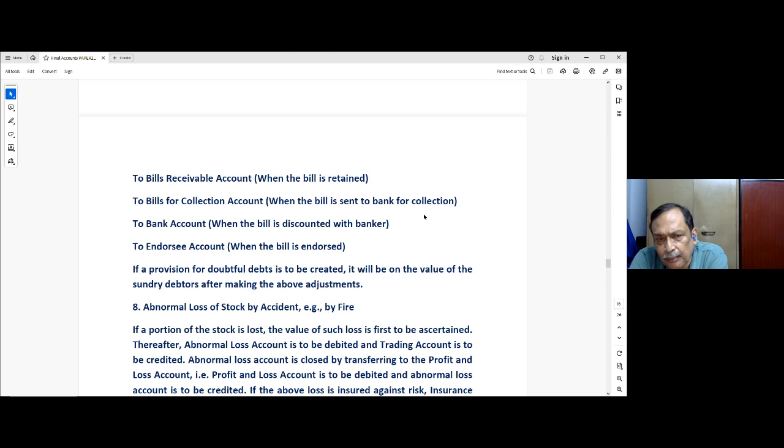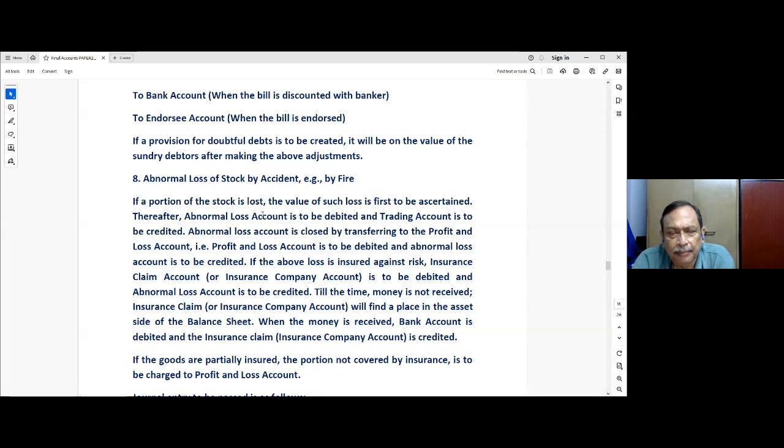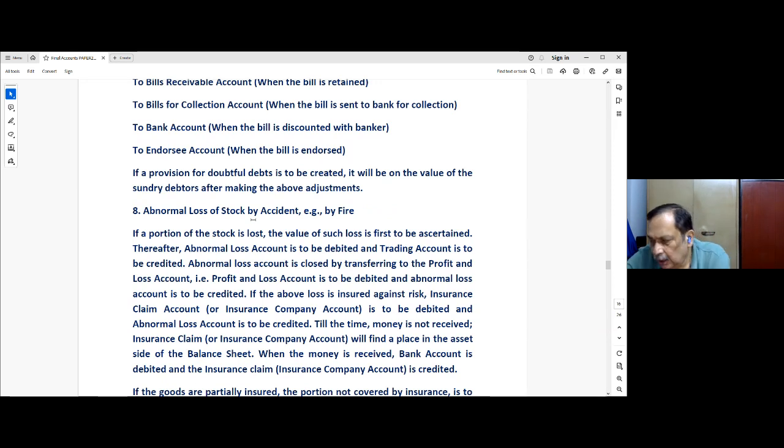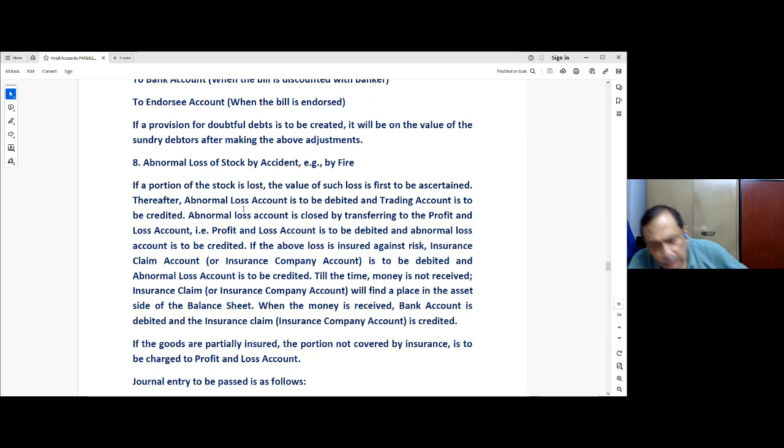If a provision for doubtful debts is to be created, it will be on the value of the sundry debtors after making the adjustment that right now I have said. Now we are coming to another important part, that is abnormal loss of stock by accident, namely by fire. Now, please allow me 2 minutes. After 2 minutes, I'll be discussing abnormal loss of stock by accident, that is by fire.